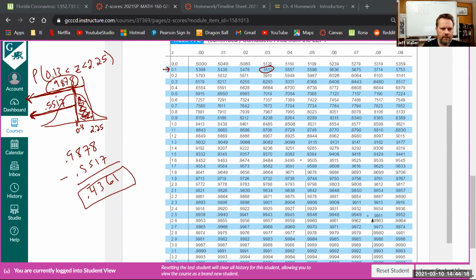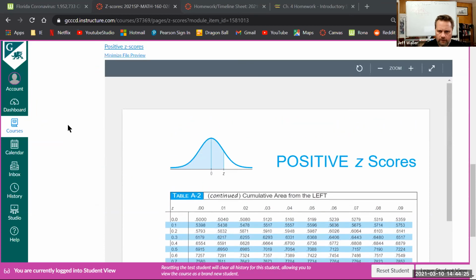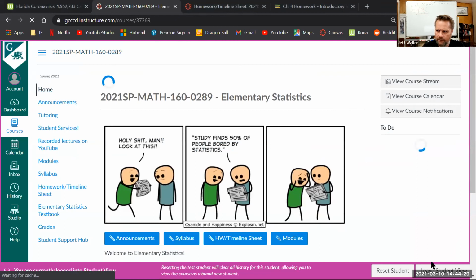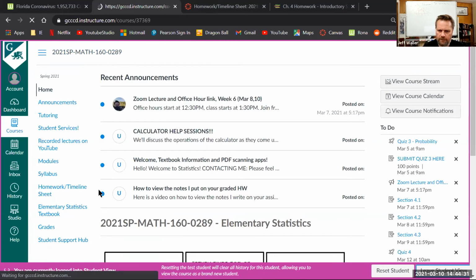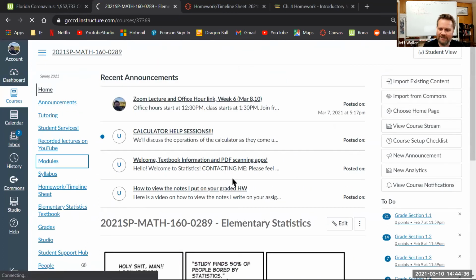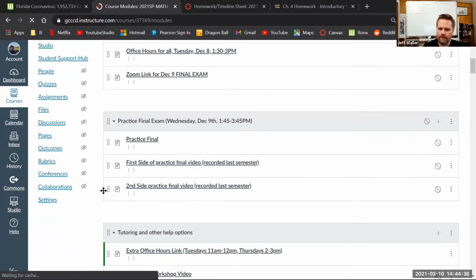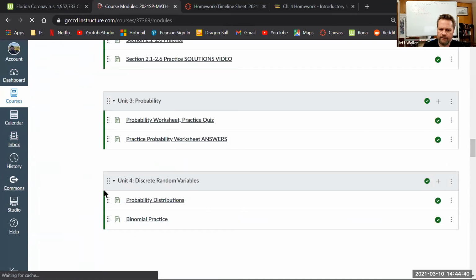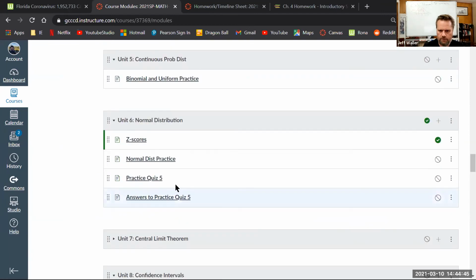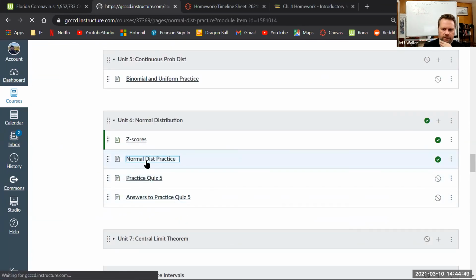All right, so let me clear this and I want to show you the handout that we'll probably work on next time. Let's see. I need to unlock it, I think. Let me leave student view and I'll become like a god. Let's see here. Modules. All right, let me unlock it. Where are you? Here we go. Normal distribution practice. So it should be unlocked.